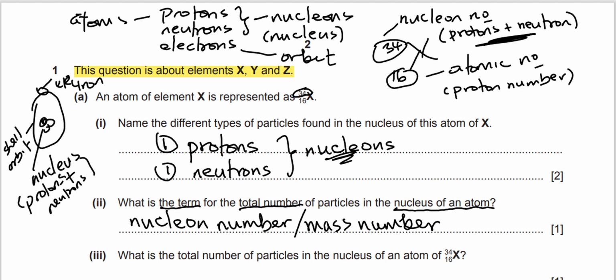At times they may not ask you a question on the nucleon number, they might ask you a question on the atomic number, which is the total number of protons in the nucleus. You must always add that location, in the nucleus of an atom, because that question always comes as 2 marks, right? So first the definition and then the location, 1 mark each. So for this particular question, we are asked to give the term for the total number of particles in the nucleus of an atom, and that is nucleon number or mass number. So let's move on.